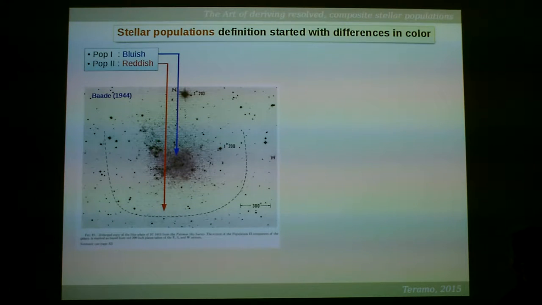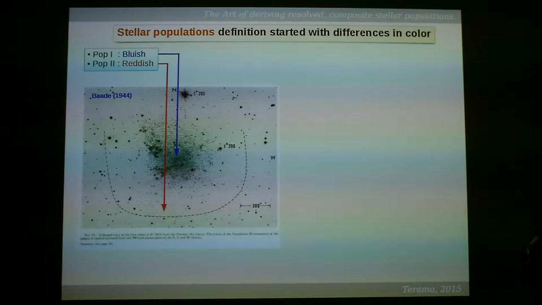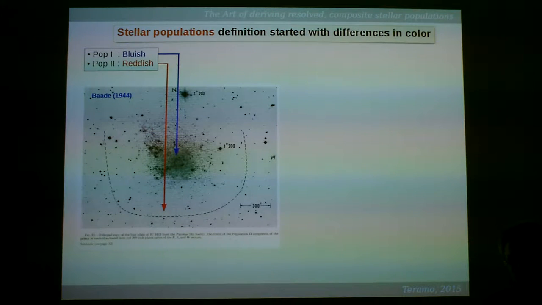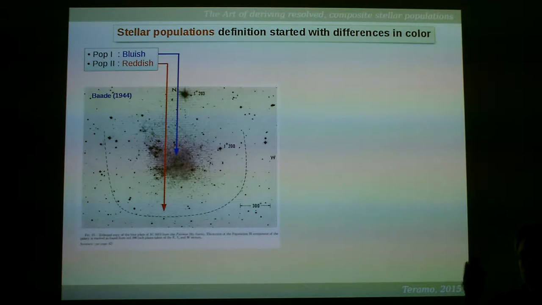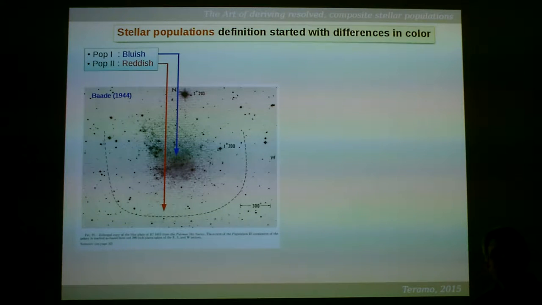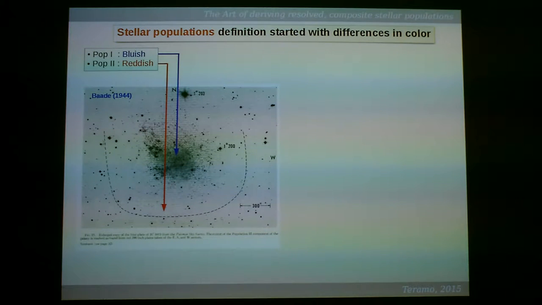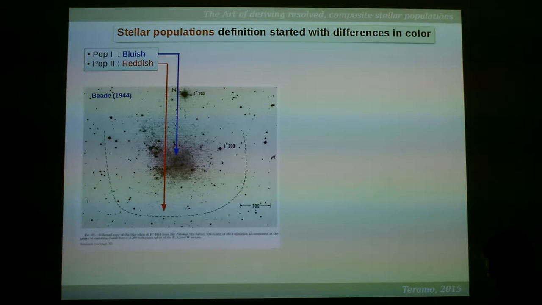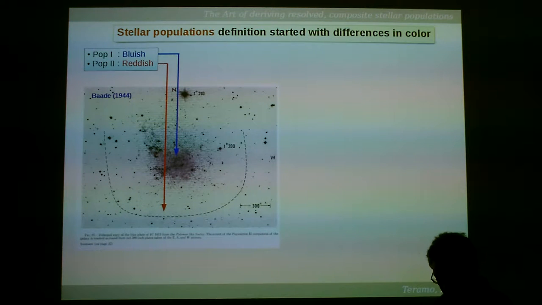Before defining what a star formation history is, we have to introduce a much simpler concept, which is the stellar population. It was Baade in 1944 who discovered, using two photographic plates of the galaxy IC 1613, two different types of stars. One, observed in the blue plate, was concentrated toward the center, and another, observed in the red plate, was more extended, about twice the extent of the central one. So he called the more concentrated one population 1, and the more extended one population 2. So the stellar population definition started with a difference in color and also in radial distribution in a galaxy.